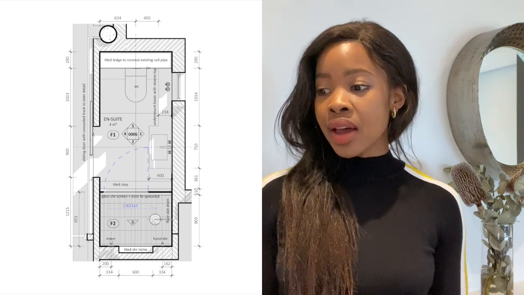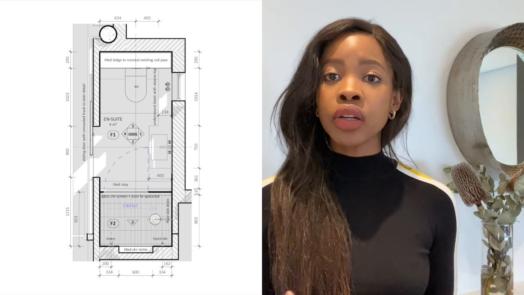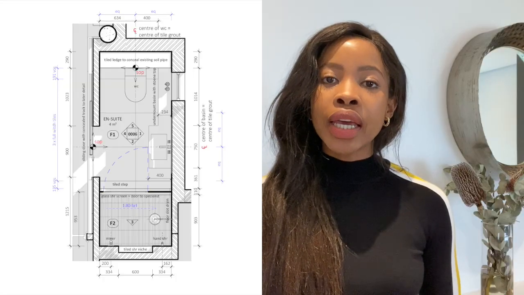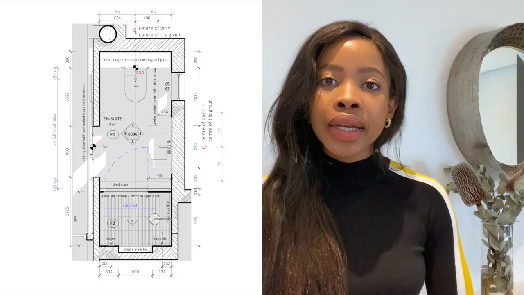Next thing I'll do is dimension the key dimensions that the plumber would need, and also specify key heights. I'll also include a lot of notes so that the various parties know where to look for specific drawings. For instance, the vanity is custom made, so I'll have a note that says refer to this drawing.